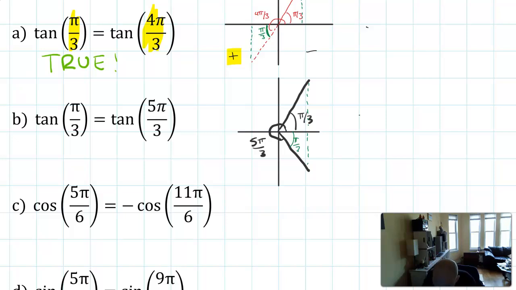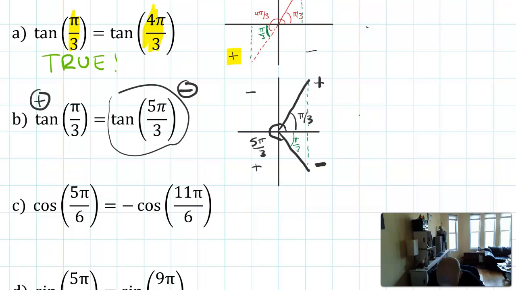But remember that the tangent function goes positive, negative, positive, negative. So tangent of 5 pi over 3, that should give you a negative value. But tangent of pi over 3 should give you a positive value. Well, you can't have a negative value equal a positive value. So as written, that has to be false. I'll just do F instead of writing false. But we could fix it pretty easily.